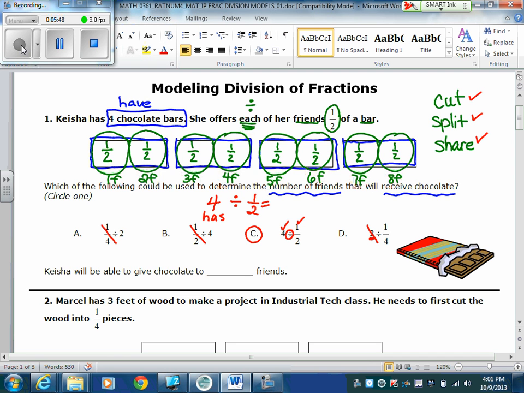to get our answer. So at the bottom, they asked us, Keisha will be able to give chocolate to how many friends? Well, remember we labeled at the top. She would be able to give a half of the chocolate bar to 8 friends. Okay, let's look at number 2.